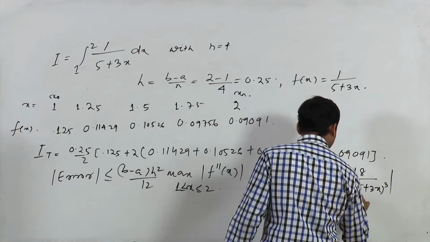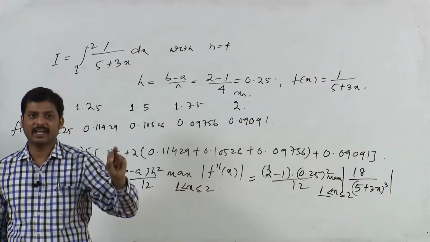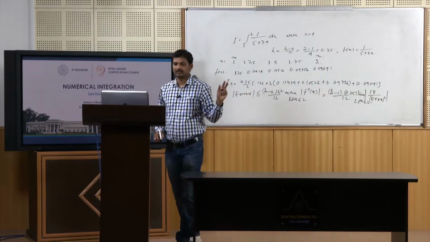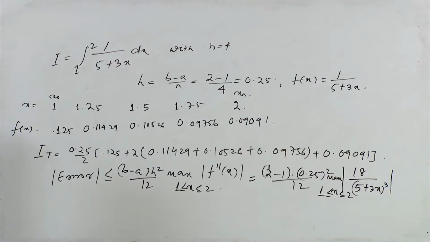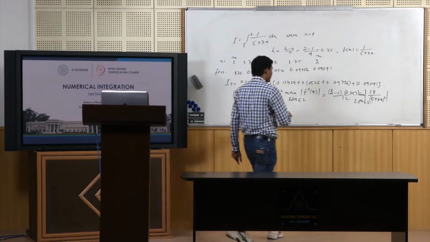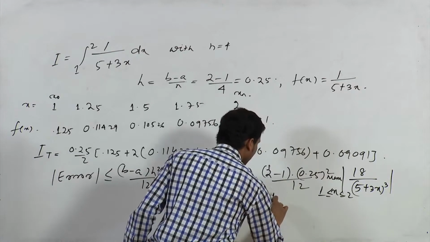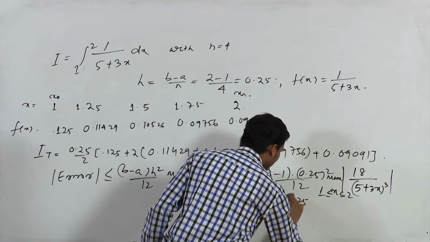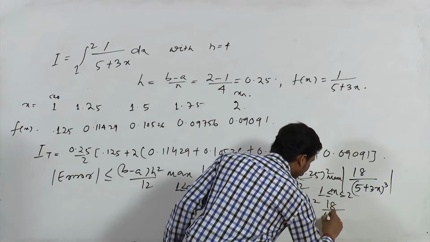2 here. So, if you see here, this function will achieve its maximum value whenever x equals 1. If x equals 1, then it will be 8 to the power 3, and its value is 512. So, that is why we can write this maximum value as 2 minus 1, which is 1, into 0.25 square by 12 into 18 by 512.